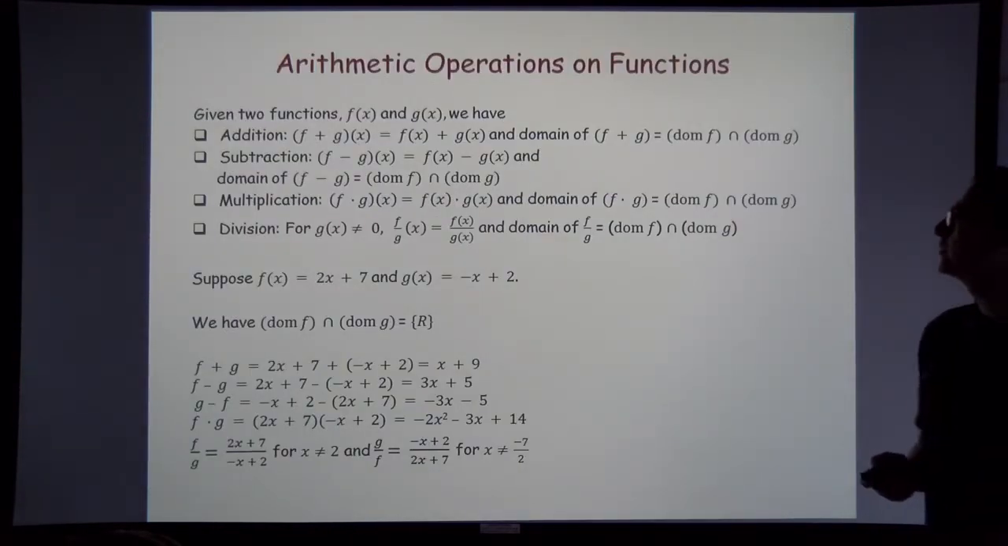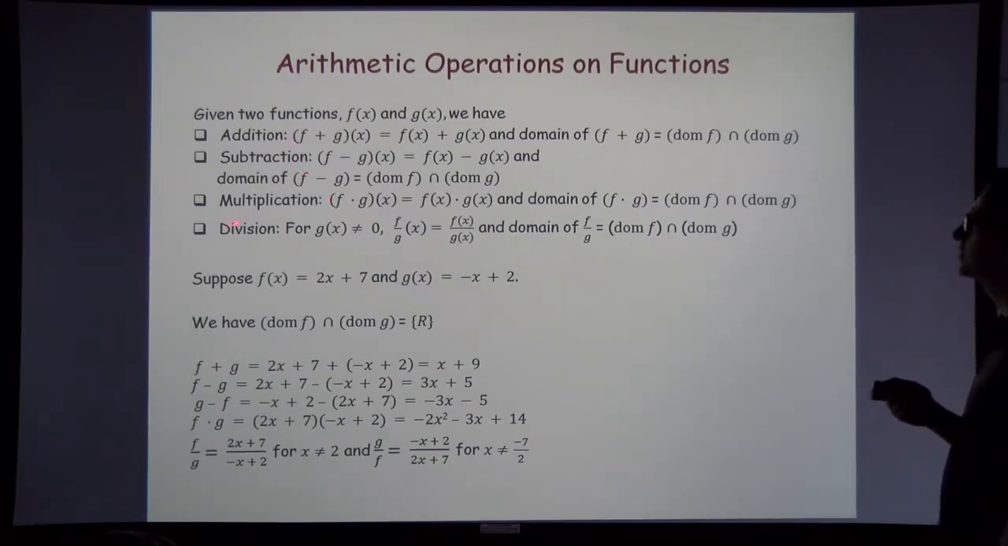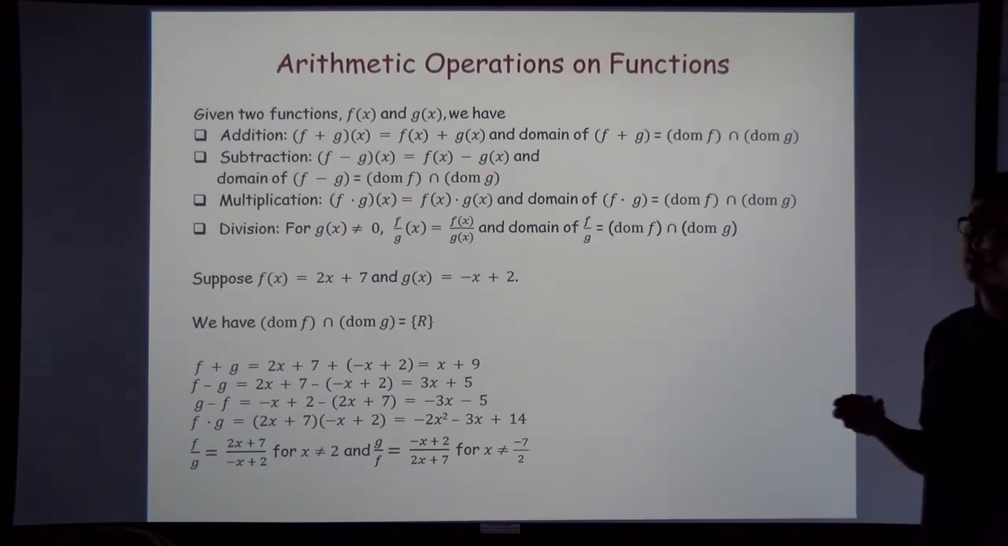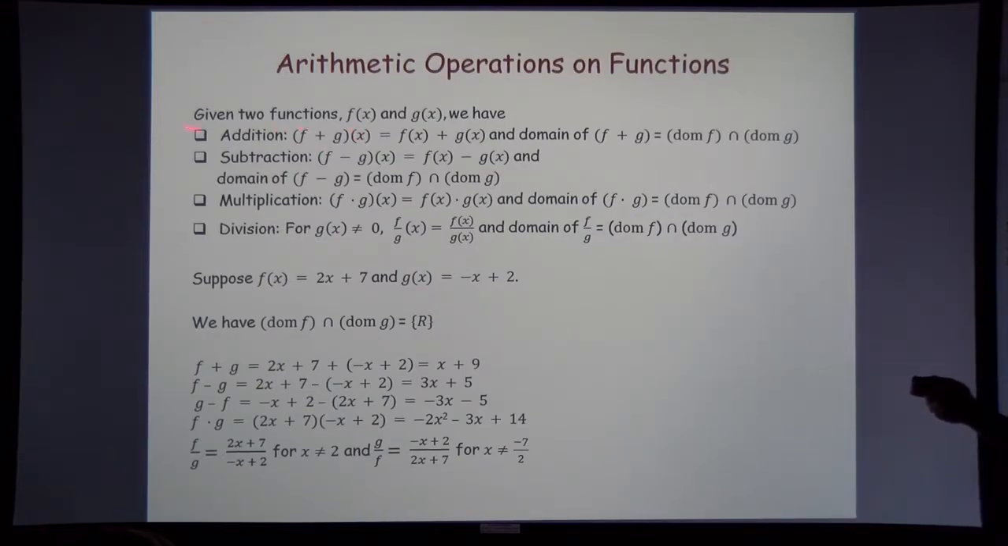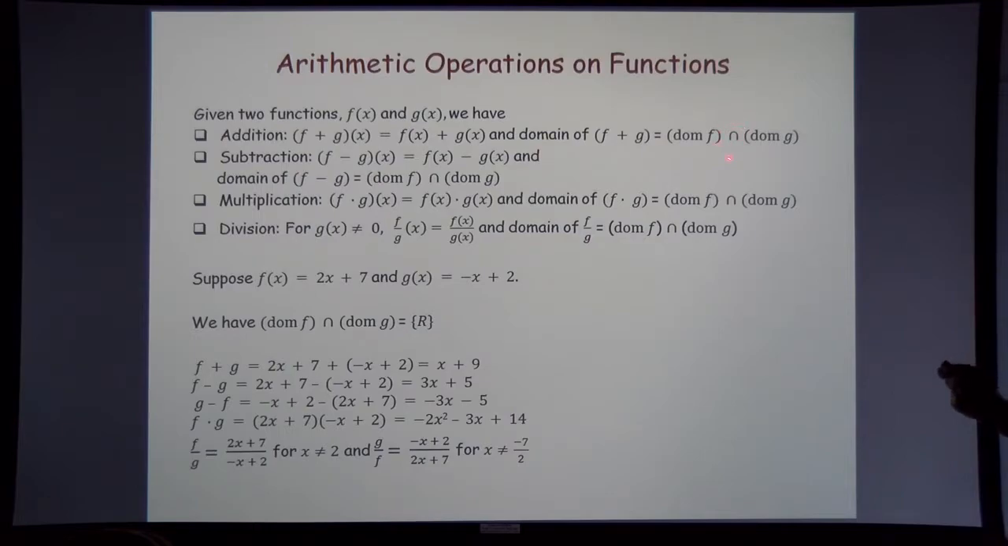Now, arithmetic operations and functions. Given two functions, f of x and g of x, we have 4 different types: addition, subtraction, multiplication, and division. Each one is as follows. If we have f plus g for addition, our domain of f plus g is going to equal domain f, okay? Does everybody know what this symbol is? Intersection, okay? It's an intersection symbol.